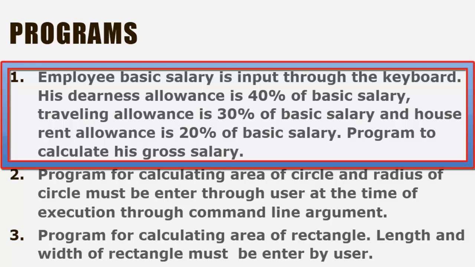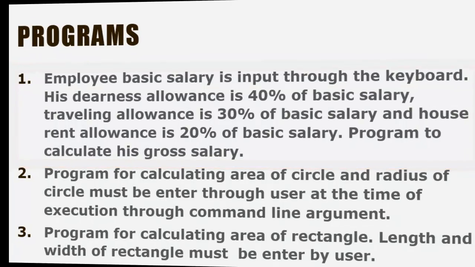So to calculate the gross salary, first of all I need to calculate the dearness allowance, traveling allowance, and house rent allowance. And after that I need to add basic salary with dearness allowance, traveling allowance and house rent allowance. So then I will get the employee's gross salary. Here we go to write the program.